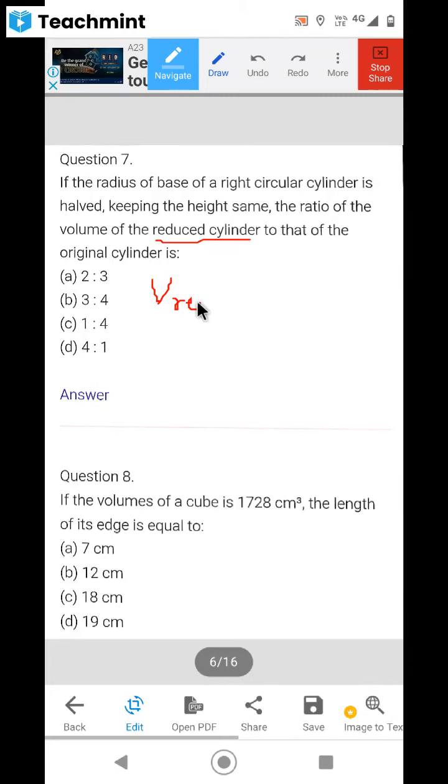Then afterward, what they are saying, if radius of the base of the right circular cylinder is half, that means it has to be halved, no? So that means, don't you feel it becomes r by 2 square? r by 2 and into h will remain same. And original is like pi r square h.